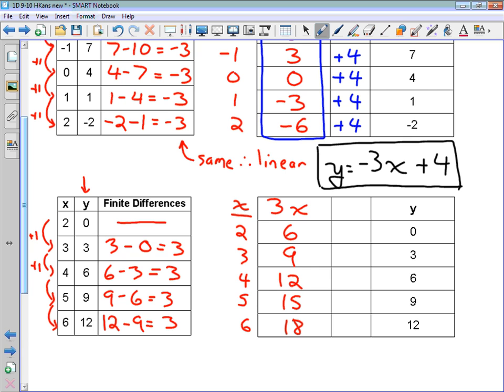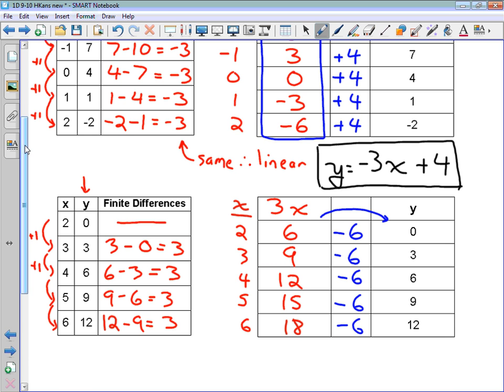Now, what do I have to do to go from my values in this column to these values over here? Well, to go from 6 to 0, I have to subtract 6. And this second step is always going to be an addition or a subtraction step. We do multiplication first, then it's either addition or subtraction. Again, minus 6, minus 6, minus 6, and 18 minus 6 gets us 12.